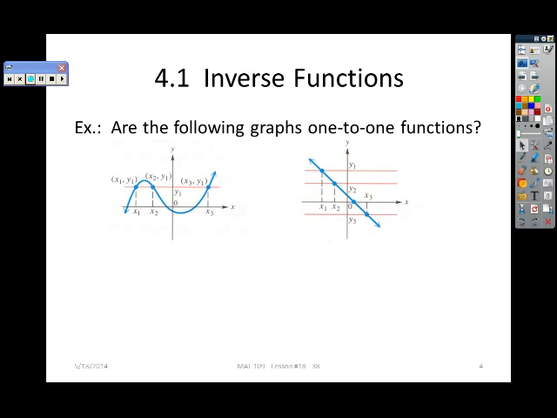So here's an example. This is a function. It passes the vertical line test. But when I draw a horizontal line, it's intersecting it at more than one point. Therefore, this is not a one-to-one function. This one is a function, passes the vertical line test. I can pass horizontal lines anywhere I want. It only intersects once. Therefore, it's also one-to-one.